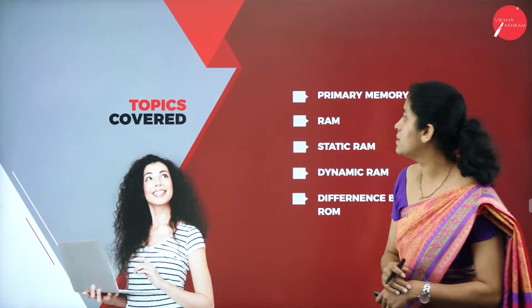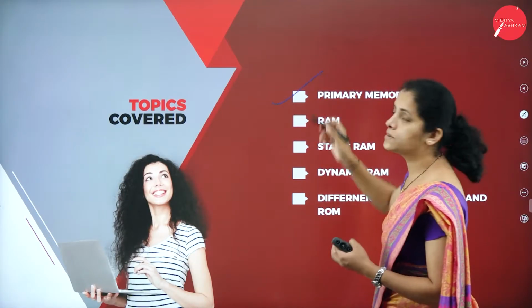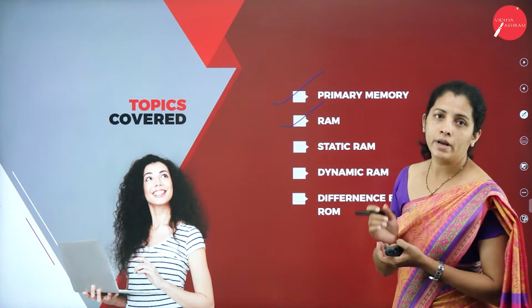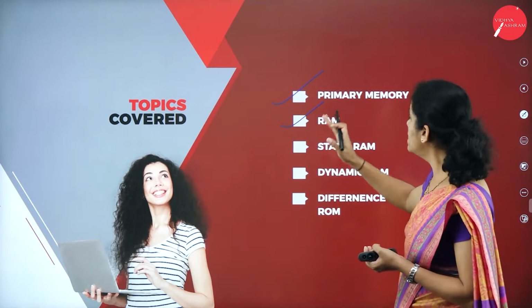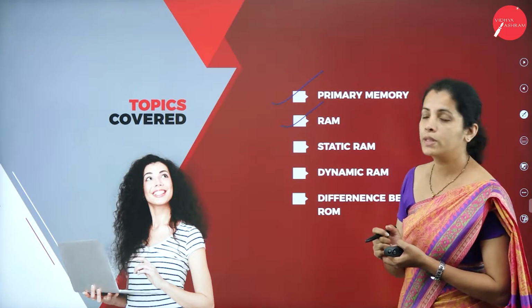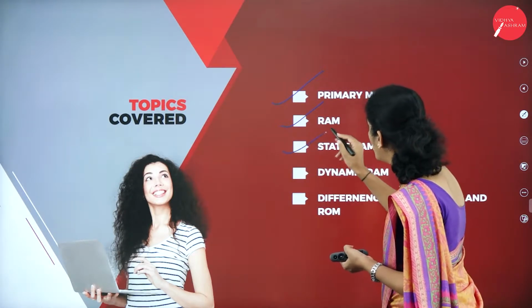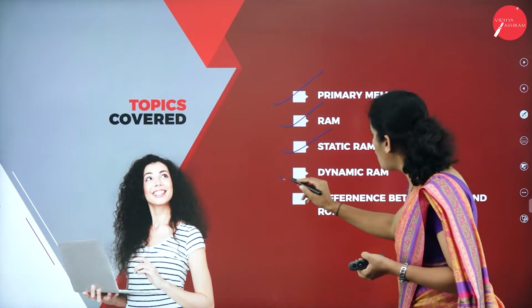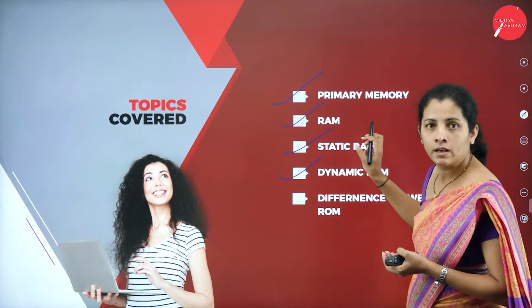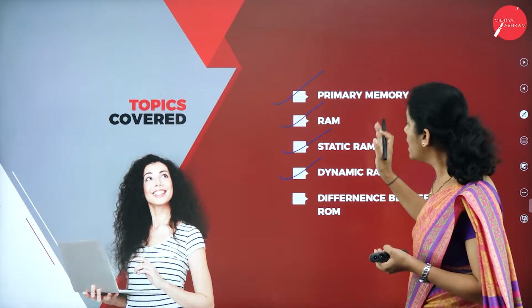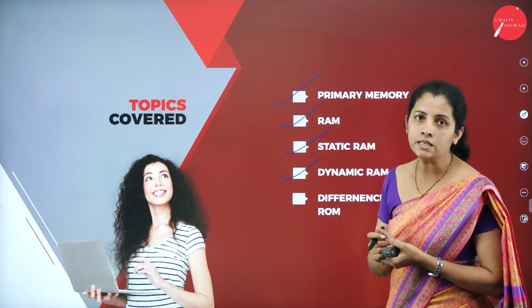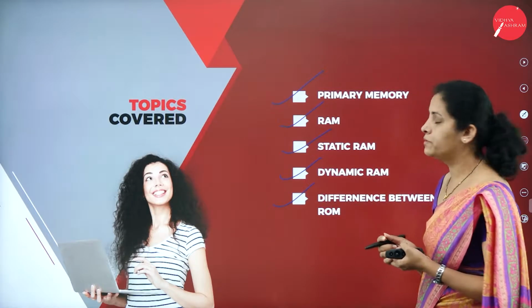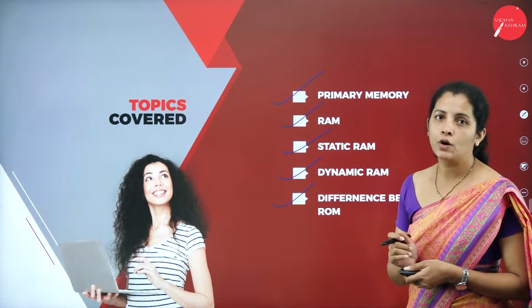In today's session, I am going to deal with what is primary memory once again, and the type of primary memory, that is random access memory. Along with that, I'm going to discuss what is static random access memory, what is dynamic random access memory, along with their characteristics. Along with that, I'm going to deal with the difference between RAM and ROM.